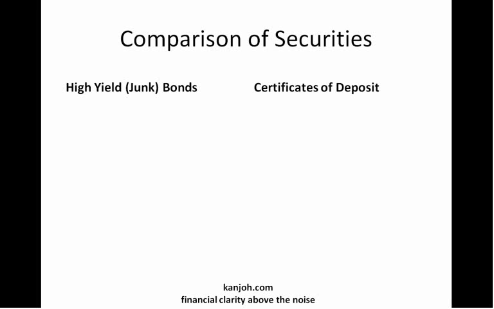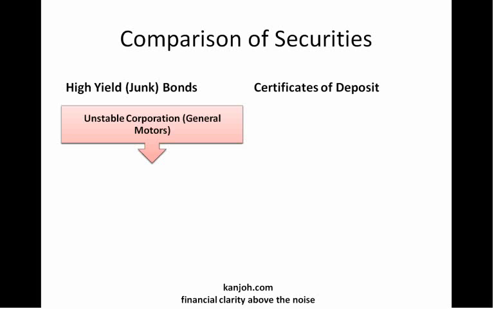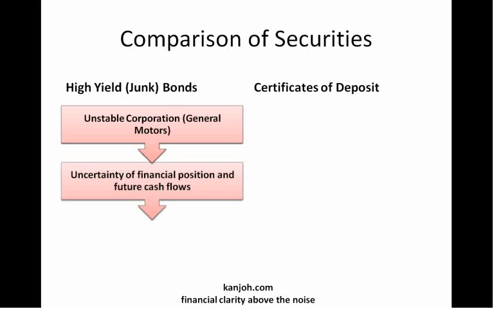Let's say they're issued for a relatively unstable corporation, something like General Motors right now. As I give this presentation in July of 2009, General Motors is going through major restructuring in a bankruptcy. General Motors has great uncertainty of their financial position and of their future cash flows. So what this means is that their default risk is quite high, right? Because who knows what's going to happen with the company. And as a result, any investor who wants to buy General Motors bonds will demand a higher interest rate because they're taking on a lot more risk. So that makes sense, right?